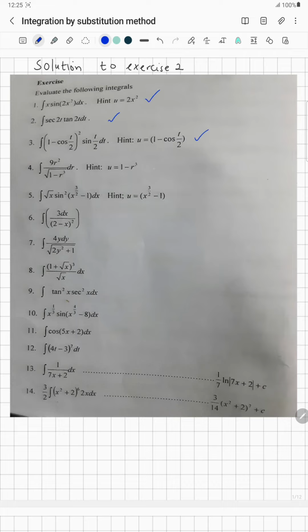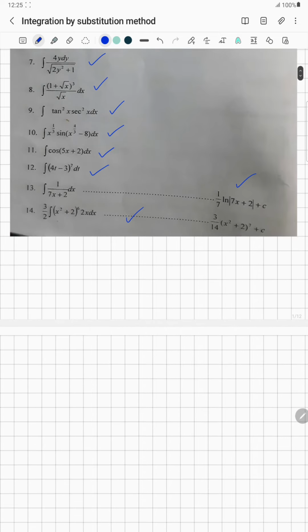We are going to look at how we are supposed to arrive at all the solutions to this exercise, so that you can compare with what you have solved and see if we get the same. So we start with the first one. We are told to integrate x sine of 2x squared dx. Because we are using the substitution method, you have already been given a hint.